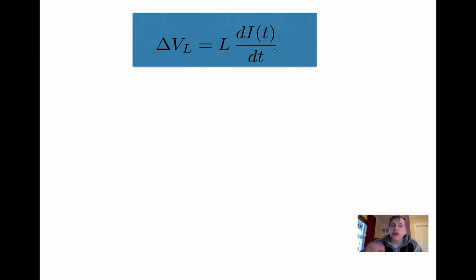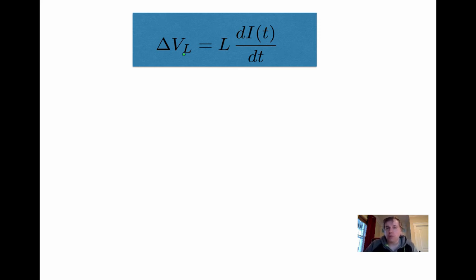current. So if the current changes very, very quickly, di dt would be very big, and you get a large voltage across the inductor. If you change the current very gently with respect to time, di dt would be very small because the change is very slow, and then you'll have a small delta V. If the current is constant, you have a constant current in your circuit, di dt is zero, and there's no voltage across the inductor. So when the current is constant, the inductor acts as if it's an ideal wire.